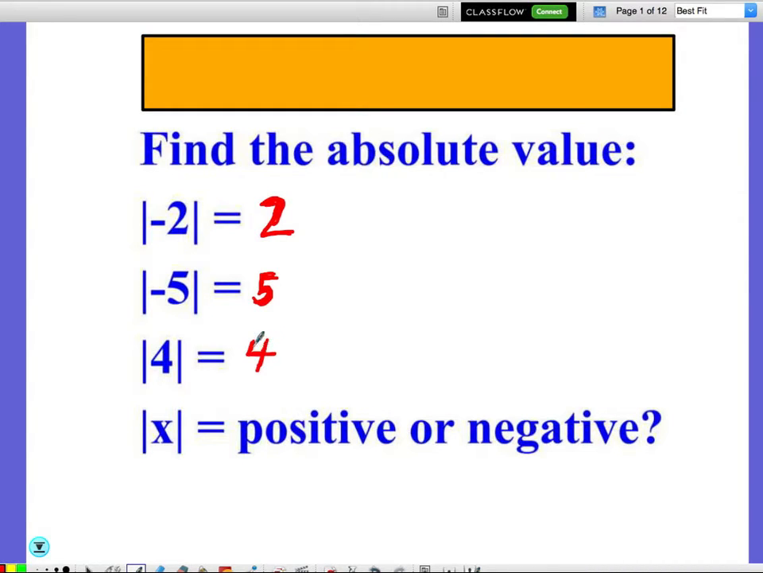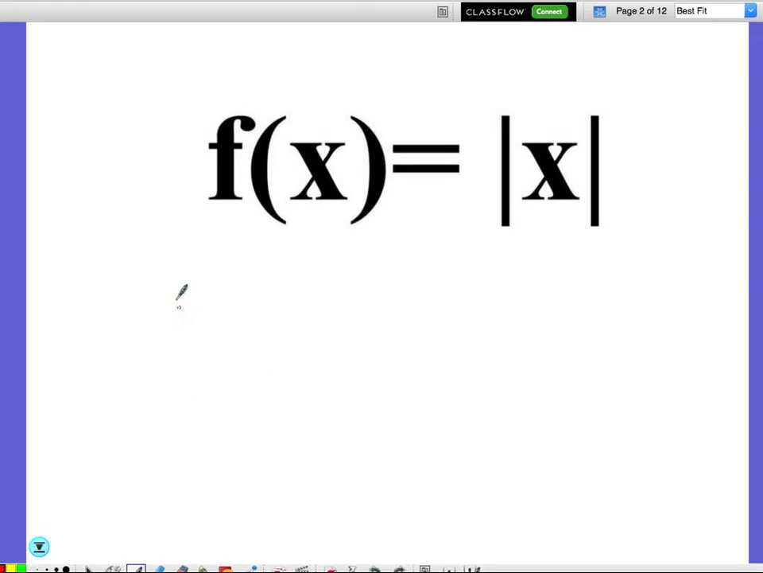And now, this is why I call it the optimistic function, because it takes something negative and turns it into something positive. And if it's already positive, it keeps it positive. So this is a very nice function. I like this function. And so if you take the absolute value of any number, you're always going to have a positive number. Again, we call this the absolute value function.